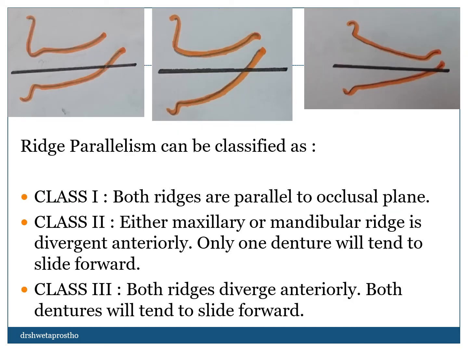Ridge parallelism can be classified as follows. In class 1, both the ridges are parallel to the occlusal plane, as we can see in the first image. This is the ideal one. In class 2, either the maxillary or mandibular ridge is divergent anteriorly, as we can see in the second image. In this, only one denture will tend to slide forward. In class 3, both the ridges diverge anteriorly. Both the dentures tend to slide forward, as we can see in the third image.